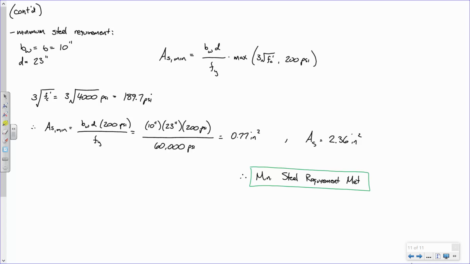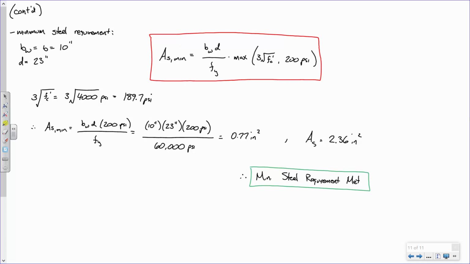And you can see here this equation that I am boxing. That is the minimum area of steel. That's how you compute the minimum amount of steel that you must put in a reinforced concrete beam. So over here on the side, I went ahead and computed 3 square root of f c prime. When you chug that out, it comes out to be about 190 psi.